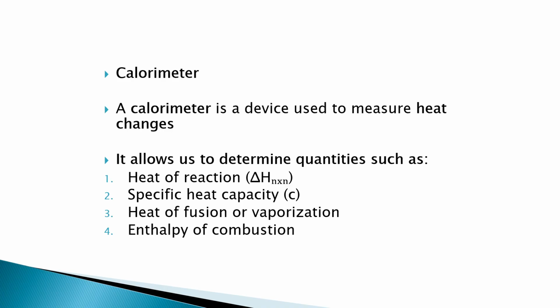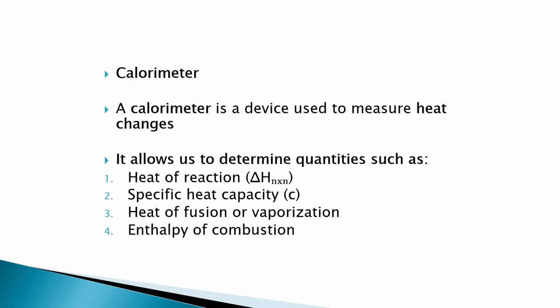A calorimeter is a device which is used in the flow calorimetry experiment to determine the change in temperature, meaning enthalpy. The calorimeter allows us to determine heat of the reaction, specific heat capacity, heat of fusion or vaporization, and enthalpy of combustion. Heat of the reaction means the calorimeter measures the heat produced during a chemical reaction. Then specific heat capacity.